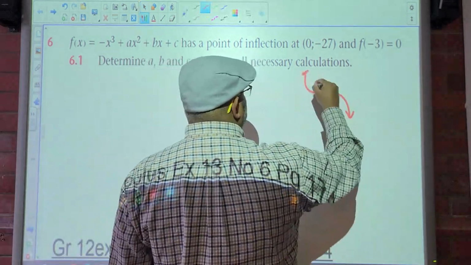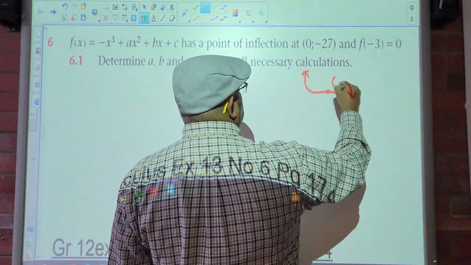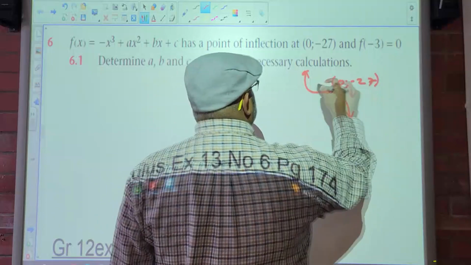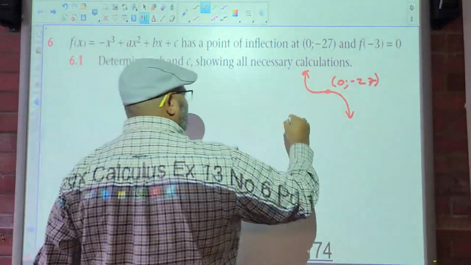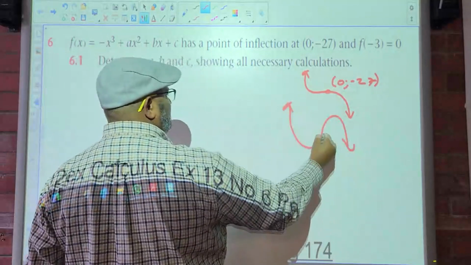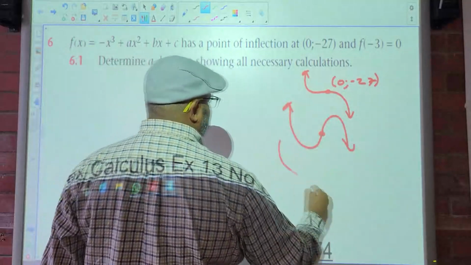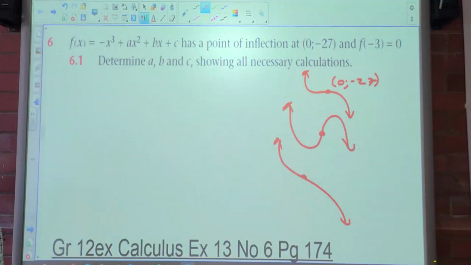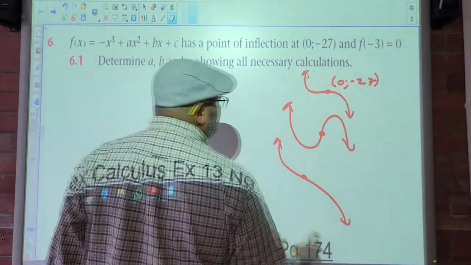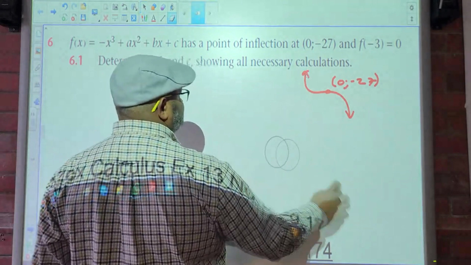So that function could look something like that, through (0; negative 27). How do I know it's that shape? It's going to be in that shape because of the negative here. Or it could be something like that, with the point of inflection there. Or it could be that, with that point of inflection. Any one of those three? So let's stick with the first one.